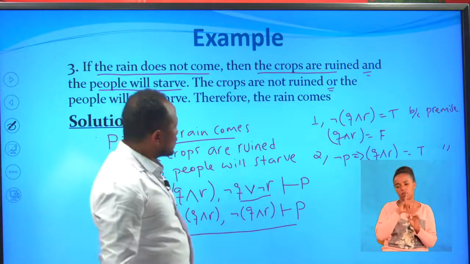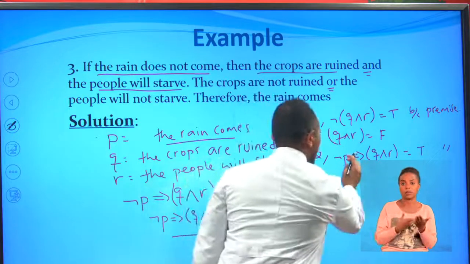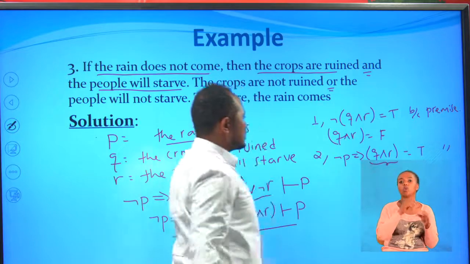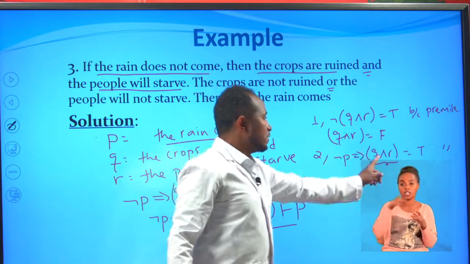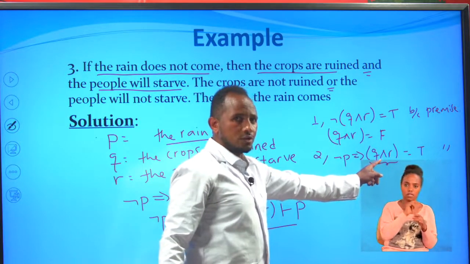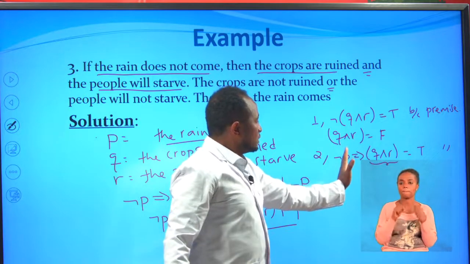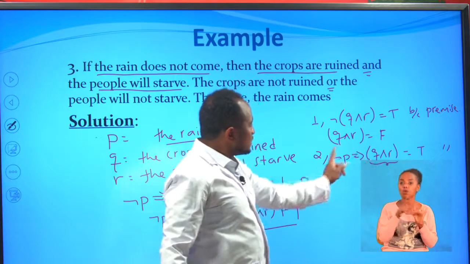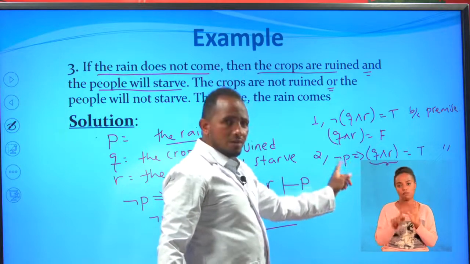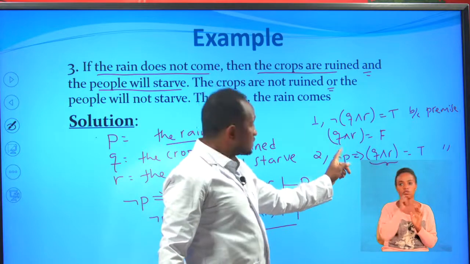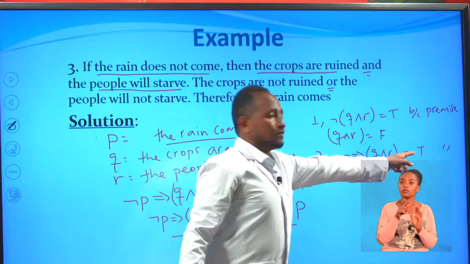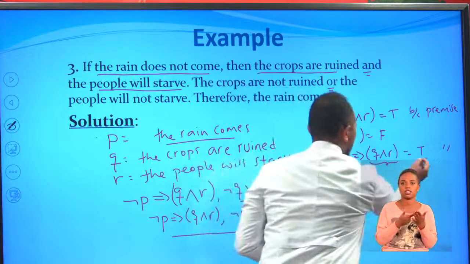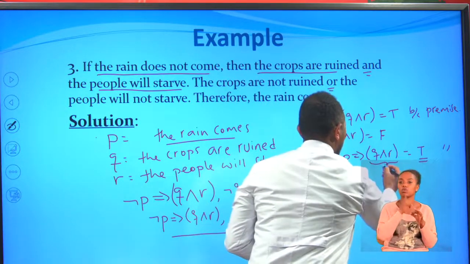Okay, so here look, the whole statement is true, but this one, Q and R, is false from one. Q and R is false here. So this statement implies false gives you true. So from this, negation of P must be false. If it is true, it doesn't satisfy this one: true implies false. The whole statement is true only if this part is false.